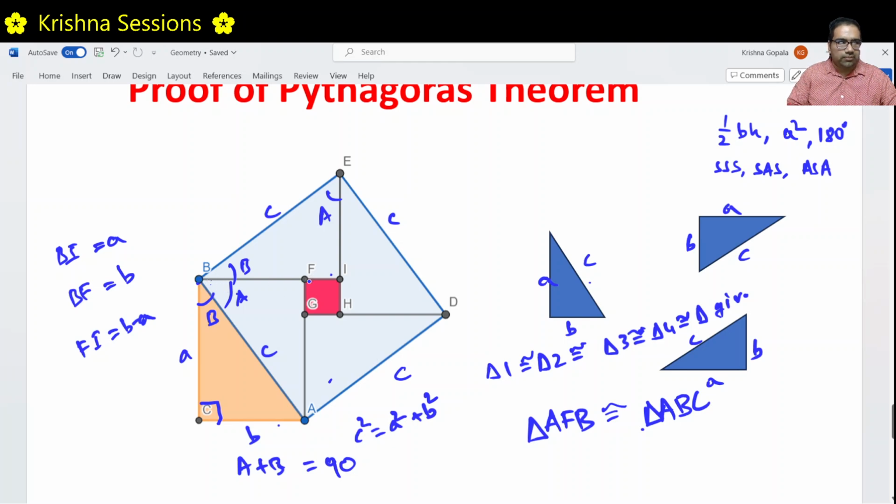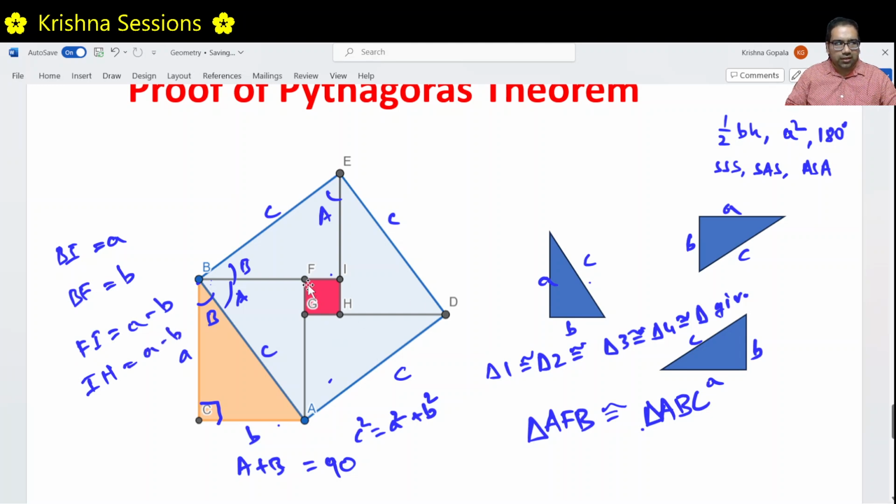FI is equal to A minus B, right? BI is equal to A, BF is equal to B, so FI is then A minus B. Similarly, EH is equal to A and EI is equal to B, then IH is also equal to A minus B.